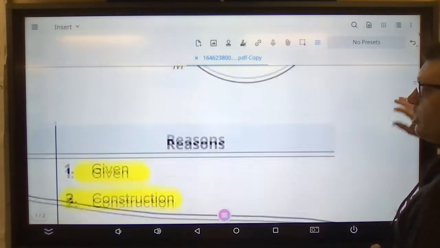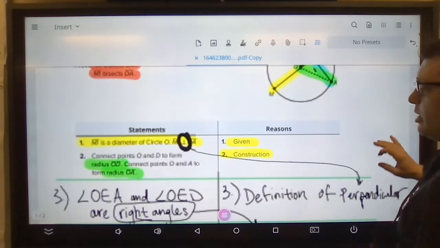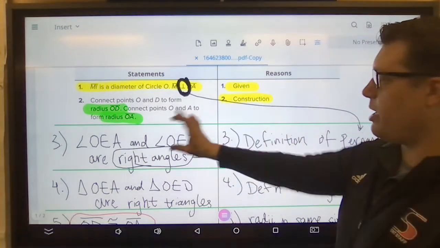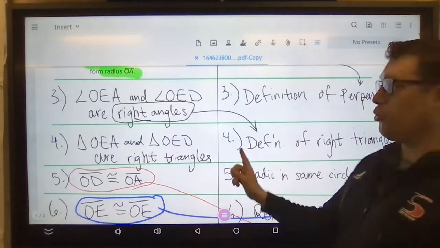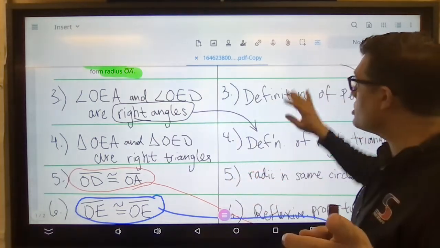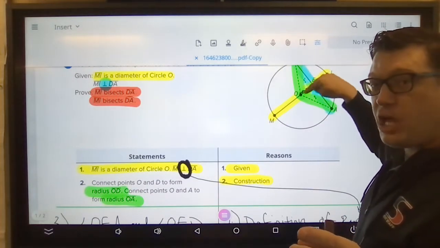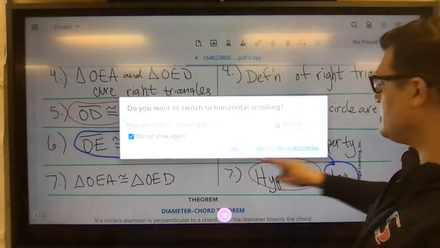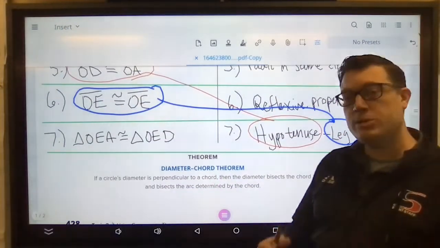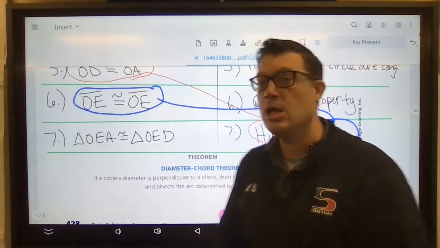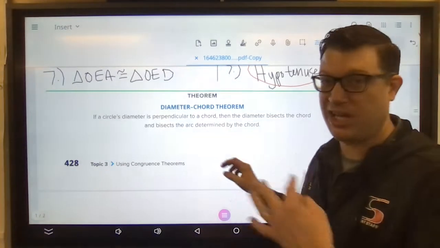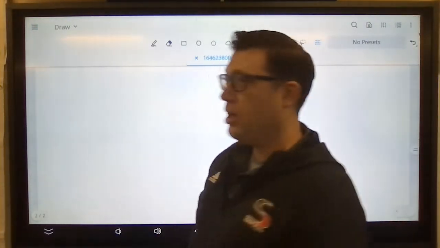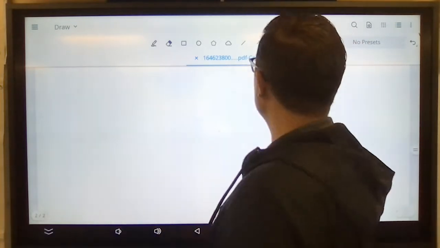So let's see where we last left off. All right, we have statements and reasons that lead towards showing that we have actually identified congruent triangles. The triangles here, DOE and AOE, those two triangles are the same. And from that, what we now need to be able to do is say what I just said. That is two things. I'm going to need more paper, so I'm going to scroll a little bit more here. Okay. By corresponding parts of congruent triangles.